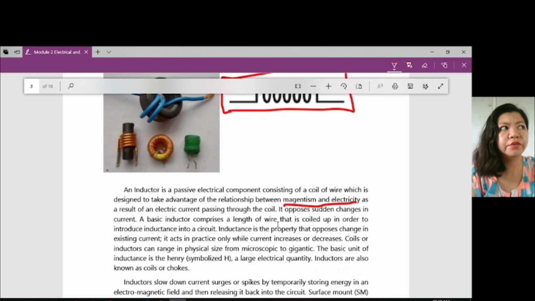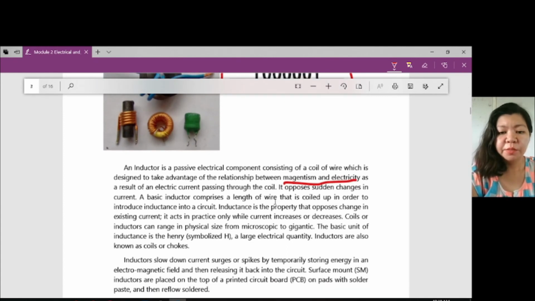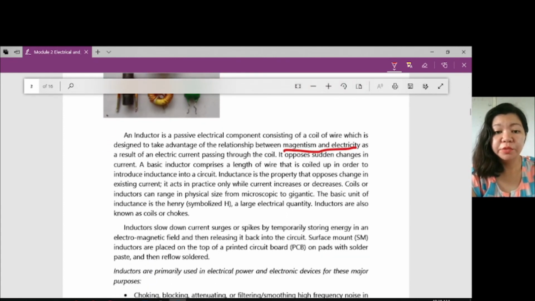So parang siya, if the conductor is responsible for the voltage, inductor is responsible for the current. So a basic inductor comprises a length of wire that is coiled up in order to introduce inductance into a circuit. So the property opposes change in existing current. It acts in practice only while current increases or decreases. So gaya nga nasabi ko, if the conductor manages the voltage inside the circuit, ang tinitake in management naman niya ay current.